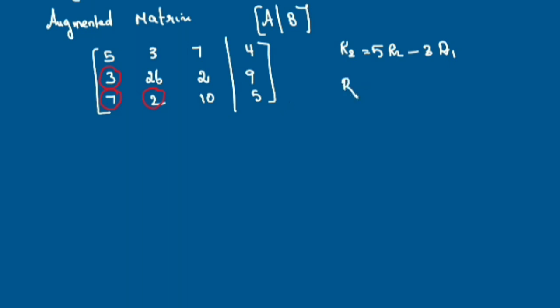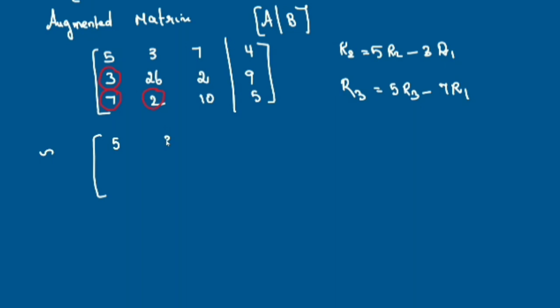Similarly for R3, see 7 and 5. The LCM is 35. So multiply R3 by 5 and R1 by 7. So R3 becomes 5 R3 minus 7 R1. Understood? So you have to multiply like this. Now the first row stays as it is. This is the sign for equivalent matrices. So this is 5, 3, 7, 4.